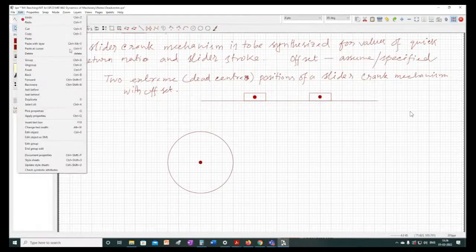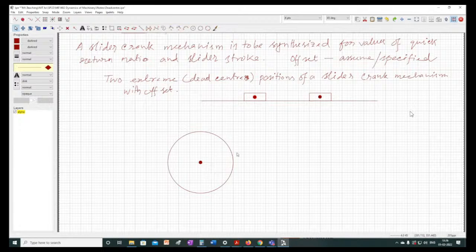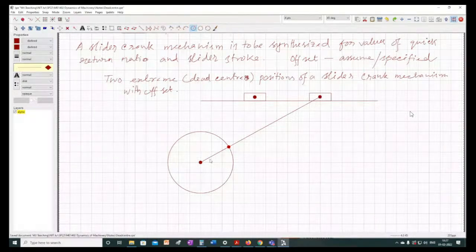Maybe I can. Okay, first let us connect these 2 points. This is one of the extreme positions. This is one of the extreme positions. Obviously, you have the crank and the slider connected, crank and the coupler is connected at this point. Okay, this is the coupling point, the connecting point between the crank and the coupler.